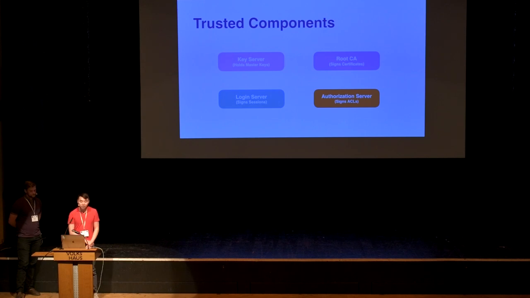We have a root certificate authority, which is responsible for issuing and signing certificates which associate identities with machines, and a login service, which is responsible for issuing and signing user sessions which associate identities with external users. And finally, we have an authorization service which controls all of the permissions for which entities can access resources within our infrastructure.